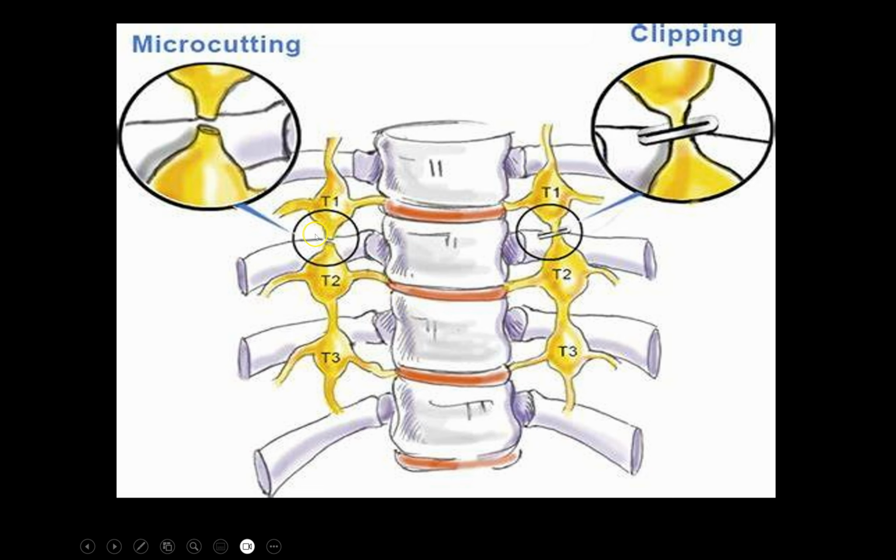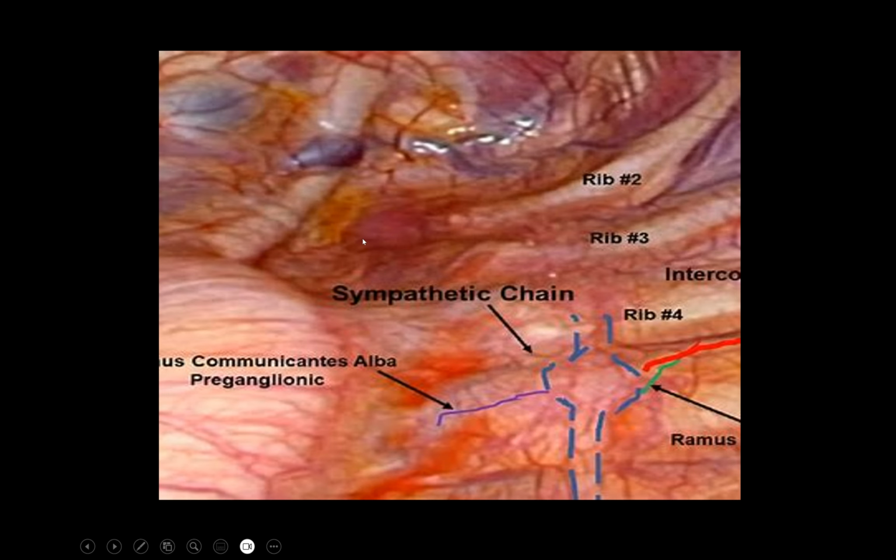And we cut the sympathetic chain between dorsal 1 and dorsal 2. So you have a sympathetic chain, you cut this chain, and this will reduce the sweating, but it is only temporary. Clipping and microcutting. This is the sympathetic chain, transthoracic endoscopic view.